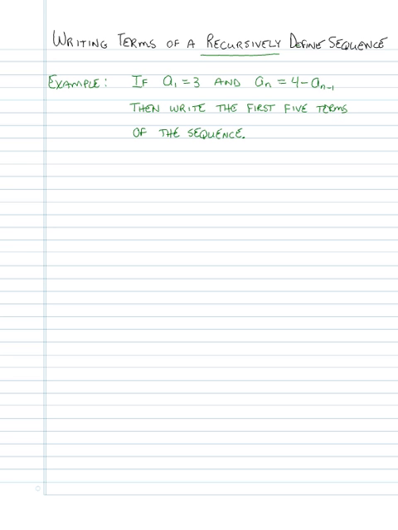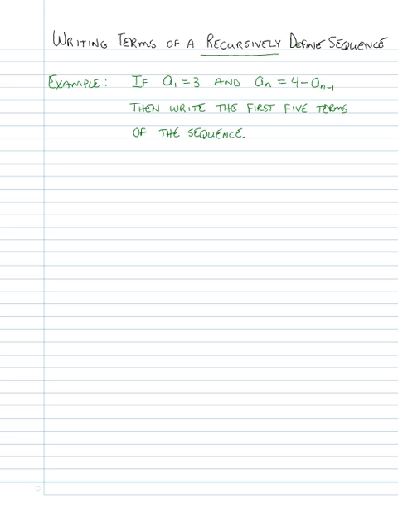That says a sub n minus 1 is the term right before a sub n, isn't it? So to calculate the fifth term, for instance, we need to know the fourth term. See, if n is 5, a sub 5, then we need to know what a sub 5 minus 1 is, since n is 5. And that's a sub 4. So to calculate a sub 5, we need to know a sub 4. And that's what we mean by recursively defined. We can't go out and calculate the 100th term until we know what the 99th term is.